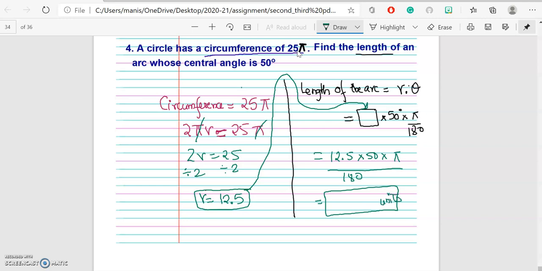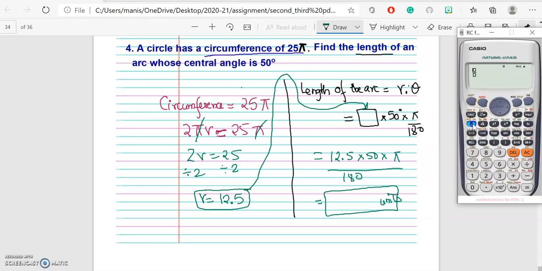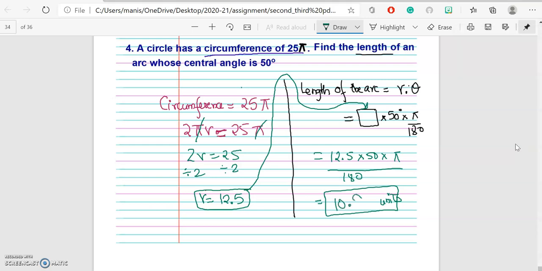So let's use our calculator to find this answer. This is yours: 12.5 times 50 times pi, and this is my 180 over here. So my final answer is 125 pi over 36, or 10.90, or 10.9. So my answer is 10.9 units. This is my length of the arc for this question.